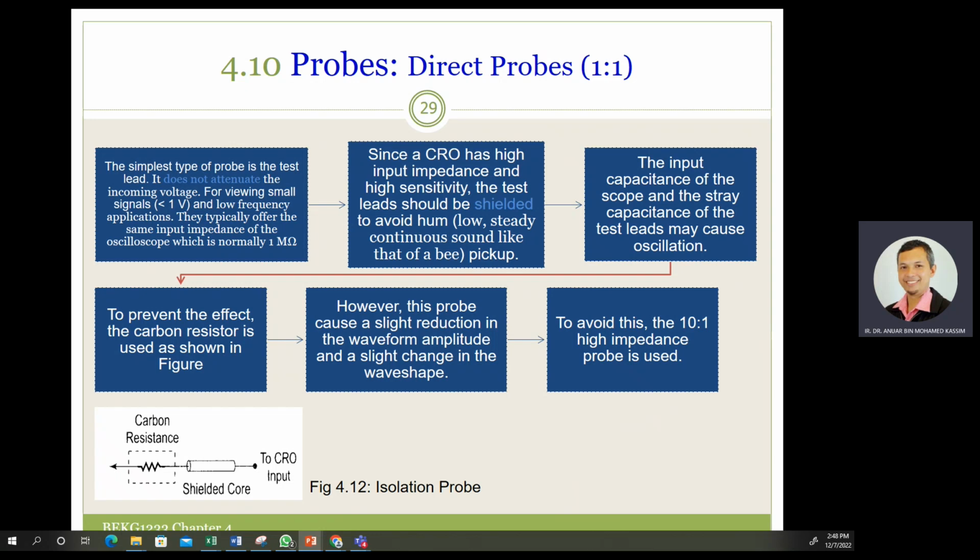This probe causes a slight reduction in the waveform amplitude and a slight change in the wave shape. To prevent this, a carbon resistor can be used, as shown in this figure, where the carbon resistor can be connected to the shielded core directly to the CRO input. Okay, this is how the probes are designed.